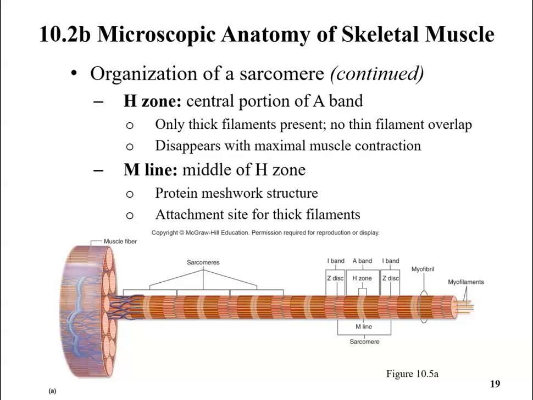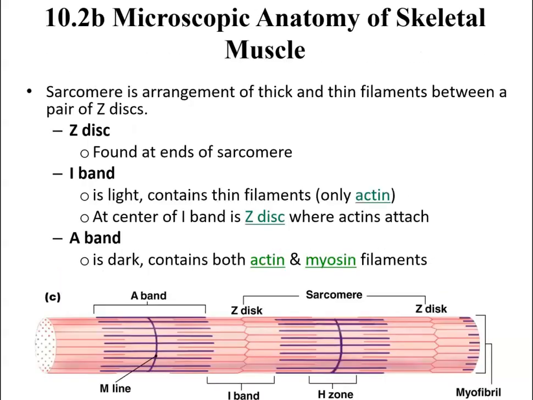You have the H zone. This is the central portion of the A band. This is where only thick filaments are present, so there's no thin filament overlap. This area is going to disappear with maximal muscle contraction. So here is the H zone right here. So only myosin in this region.